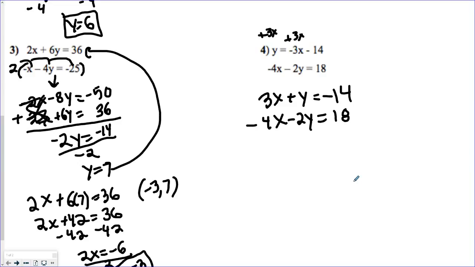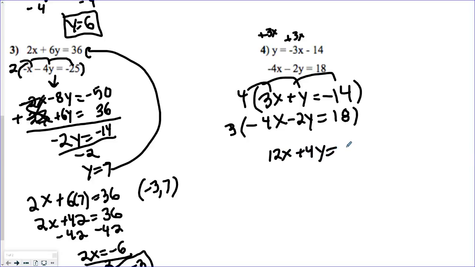And the number that comes to mind is 12. I can change a 3 into a 12 by timesing it by 4. And I can change the negative 4 into a 12 by timesing it by 3. Now, this will be a negative 12, which is still okay because I want one of them to be negative. That way when I add, they'll cancel each other out. So I'm going to multiply everything in here by 4. So 4 times 3, it's 12x plus 4y equals 56. And then down here, I'm going to multiply everything by 3. So it's negative 12x minus 6y equals, and then I'm going to do 18 times 3 as well.